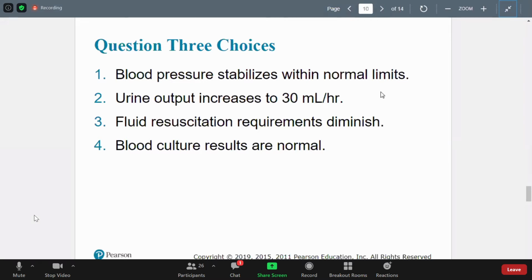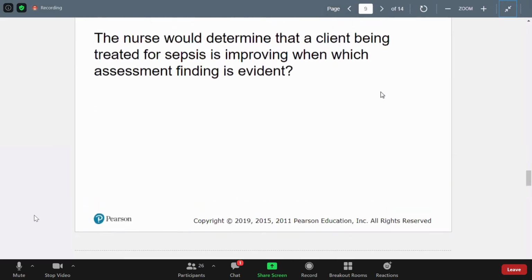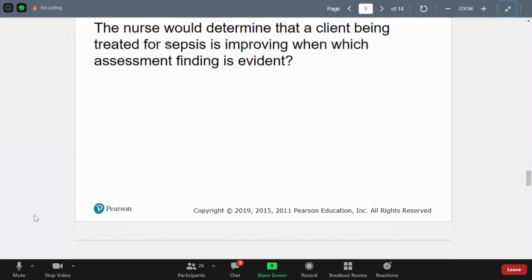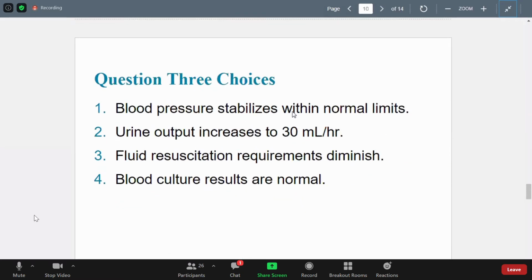The blood pressure stabilizing within normal limits won't be the thing there. It doesn't go back to normal limits even if sepsis is improving. The question asks which assessment finding is evident when the client is being treated for sepsis and improving. So they are in the improving stage, not completely treated. Okay. I just don't understand what shows the fluid resuscitation requirement is diminished, then, if it's not these assessments?